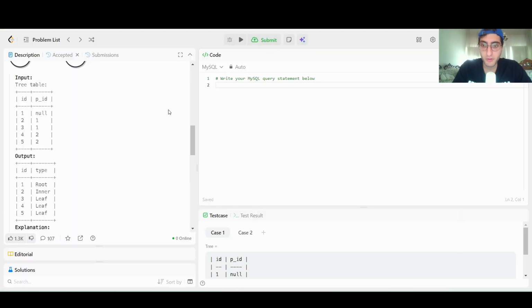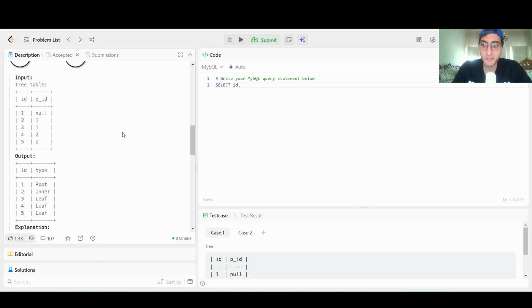Like usual, the first thing we're going to do is see our output table and see what we need to return. Obviously we need to select the ID column from our tree table. So let's start with that: SELECT id. Before I continue, our output also displays type, which does not exist in our original table. But what we do have is the parent ID column. So we're going to return the parent ID column, but name it as type. But we can't just do that in a straightforward manner because there are some things that we need to do.